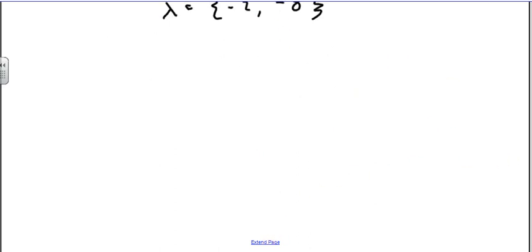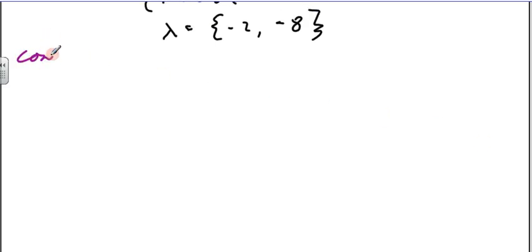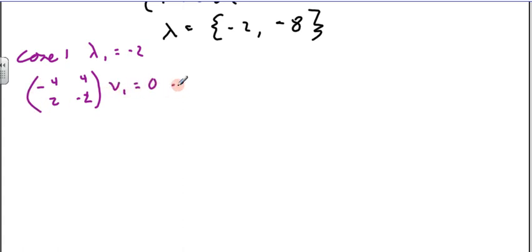All right, now I need eigenvectors. Case 1. Lambda 1 is equal to minus 2. Okay, so I have minus 4, 4, 2, minus 4 minus 2 times V1 has to be 0, which implies by inspection V1 will be 1, 1.